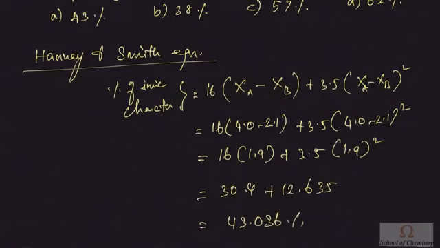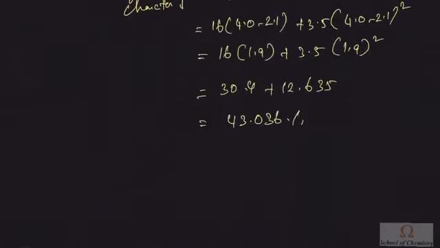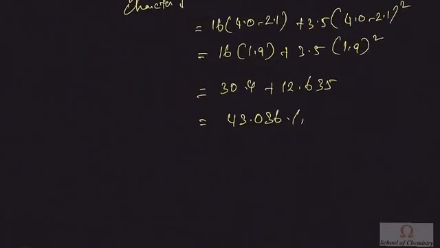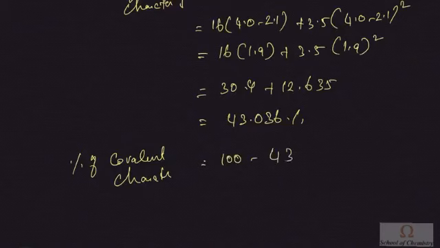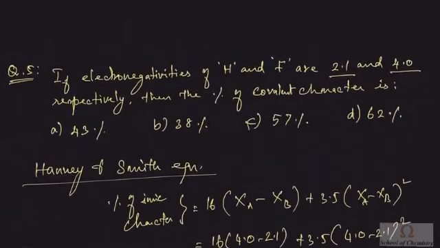So this is nothing but the percentage of ionic character, but I need to find out what is the covalent character. So I know that percentage of covalent character is 100 minus ionic character, right? 100 minus ionic character. So which means 100 minus 43 will give me 57%. So option C is the right answer.